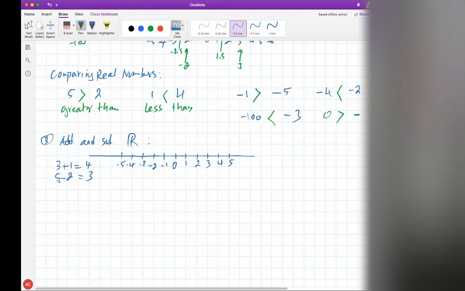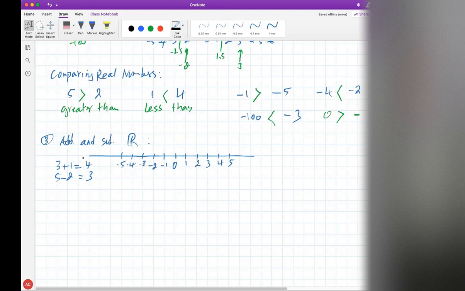Same way if we're going to do the subtraction. So we start from 5. We're going to decrease the number by 2. So minus means go to the left 2 units. So start from 5, go to the left 2 units. Here is 5, go to the left 1, 2. And we end on 3. That's why we have 3 here.